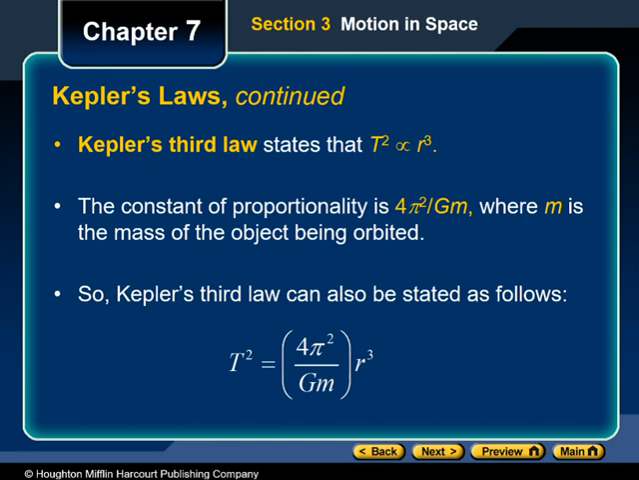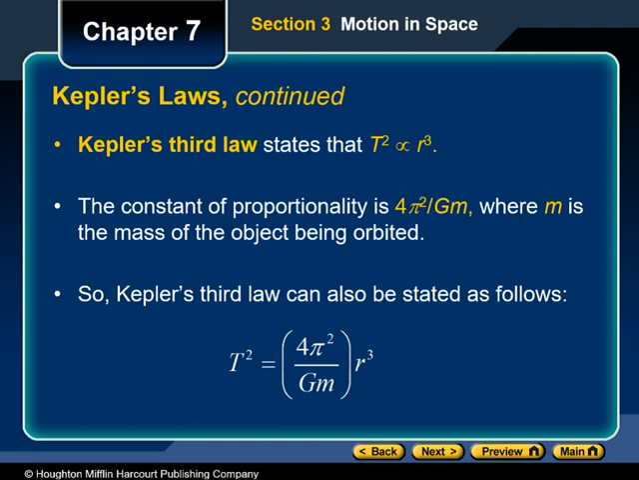T1 squared divided by T2 squared is equal to r1 cubed divided by r2 cubed, or orbital period squared is proportional to mean distance cubed. This law also applies to satellites orbiting Earth, including our moon. In that case, r is the distance between the orbiting satellite and Earth. The proportionality constant depends on the mass of the central object.